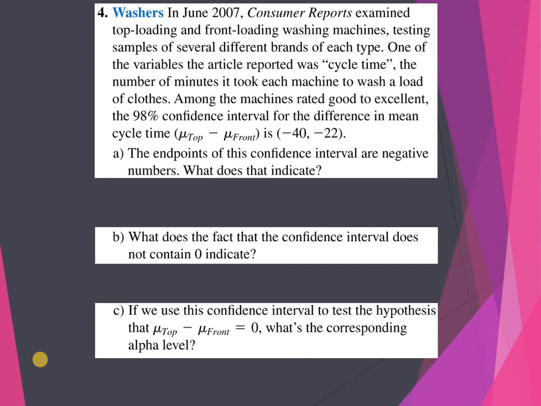Read and interpret. Talk to each other. So understanding the fact that in here we have the average for the top load versus the average for the front load. The whole interval is negative. What does that mean? The front is a bigger number than the top. So in terms of the context of this problem, what does that mean?